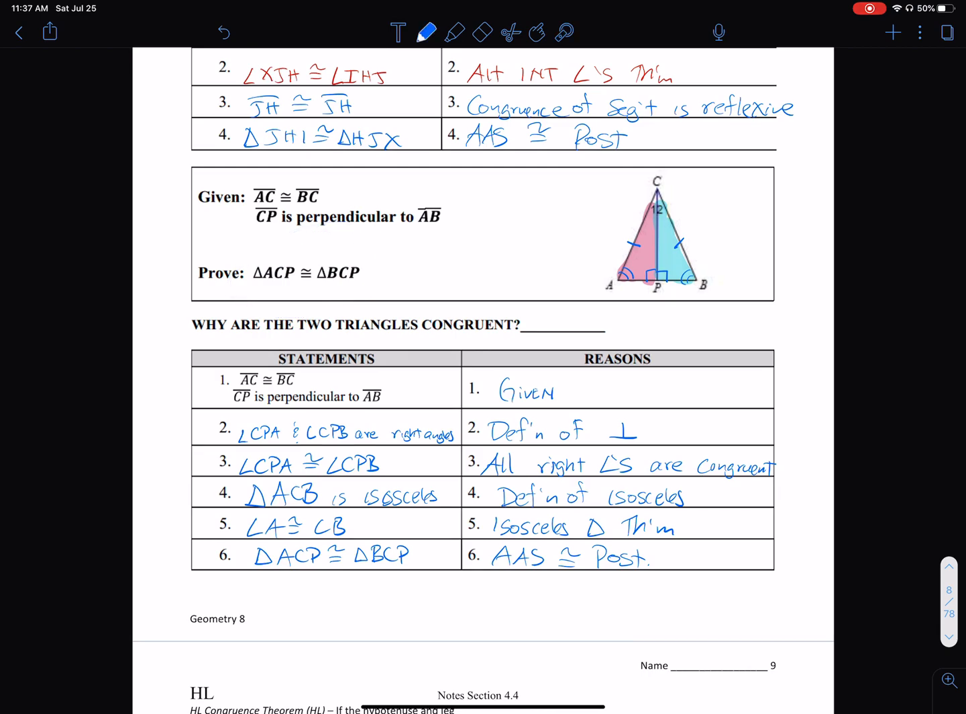And that's it for this. There are going to be some proofs in your homework, and they're going to be complicated. Try your best.